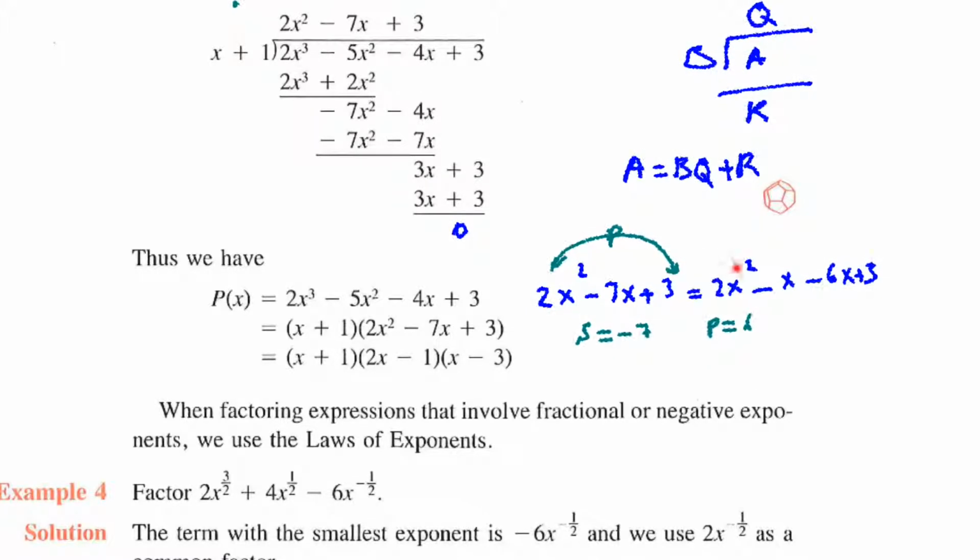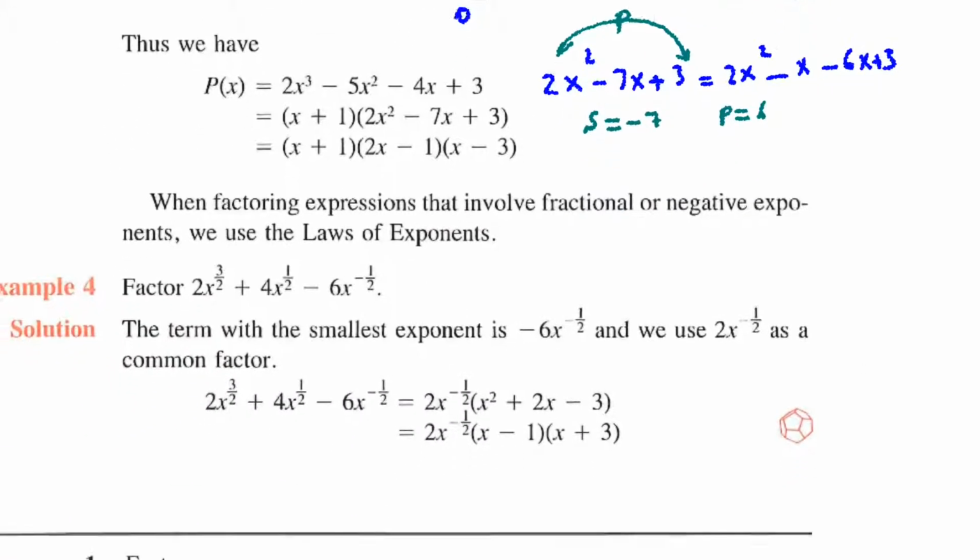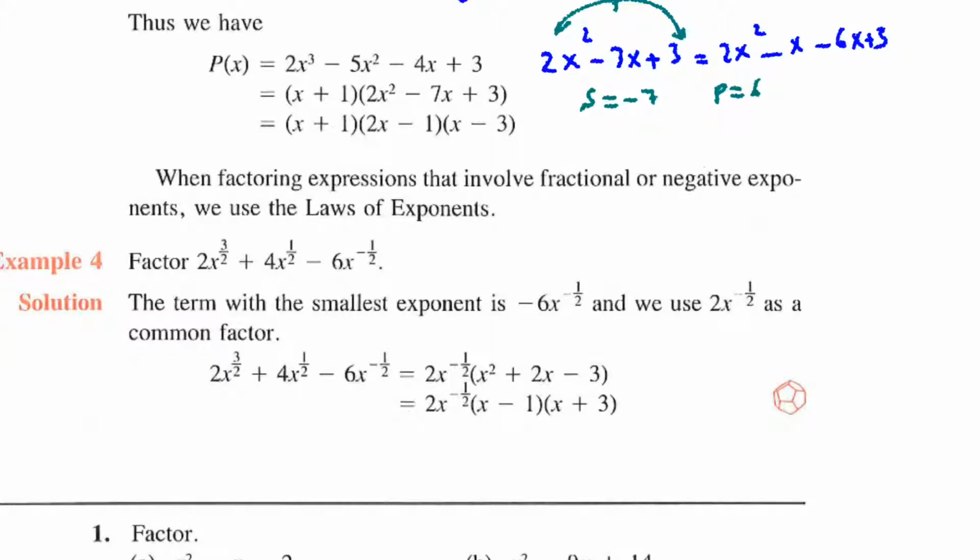Then we group them. One group is 2x² - x, the other group is -6x + 3. We use common factor, and we have p(x) equals (x + 1)(2x - 1)(x - 3).